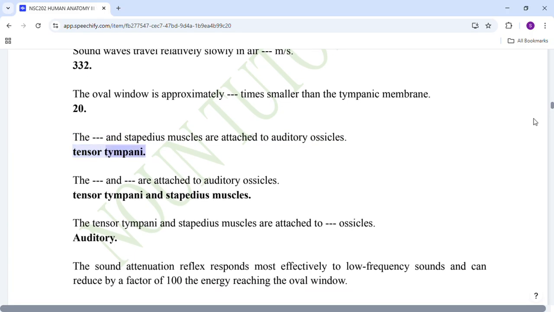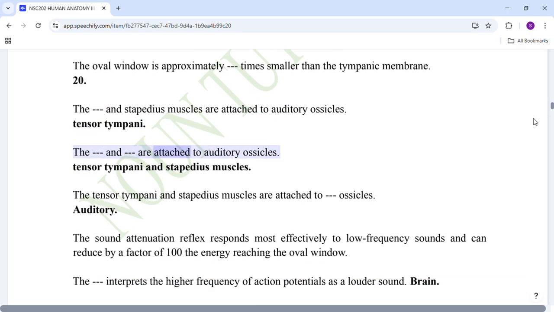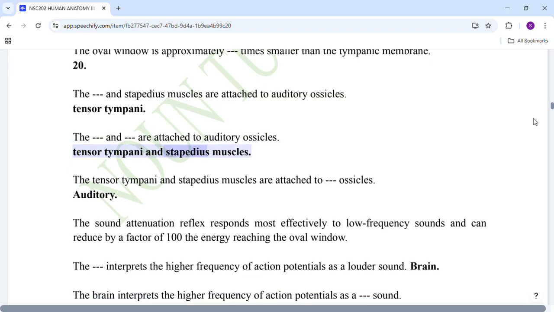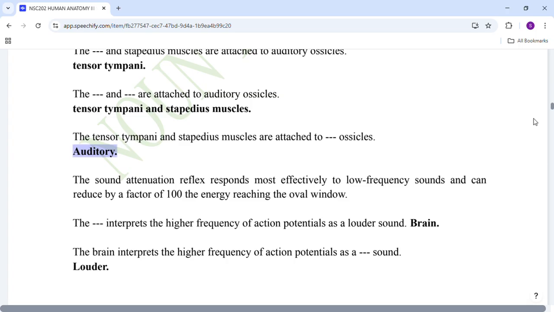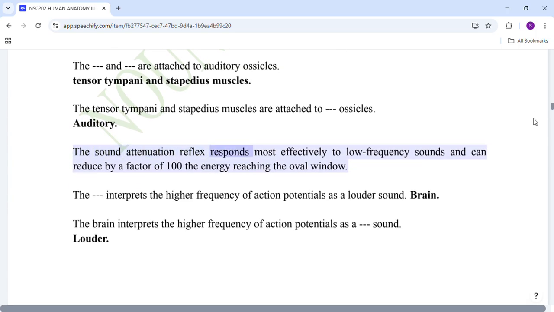The tensor tympani and stapedius muscles are attached to auditory ossicles. The sound attenuation reflex responds most effectively to low-frequency sounds and can reduce by a factor of 100 the energy reaching the oval window.